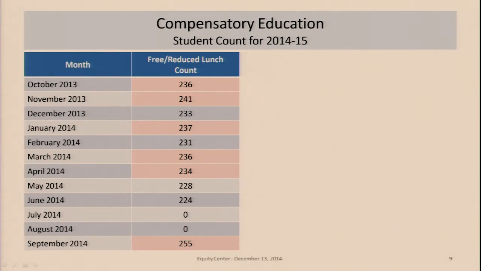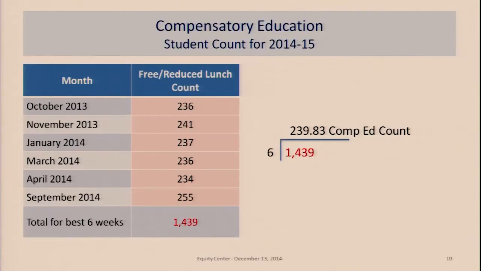And so then you just take these and add them together, and the total for adding those 6 together is 1,439, and you divide by 6 to get the average for these 6 best months, and that gives you that number, which is your comp ed count. These may or may not be the same kids that you serve. There is a correlation between kids who come from poverty situations and children who are at risk of dropping out, but it's not a close correlation. The valedictorian of your school might be one of the children that makes up this comp ed count.